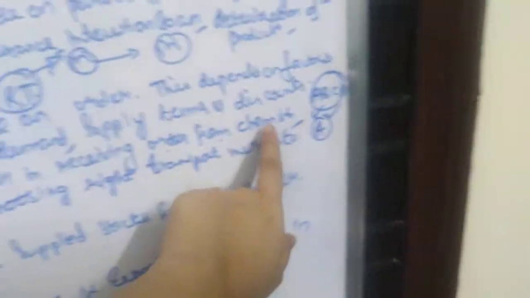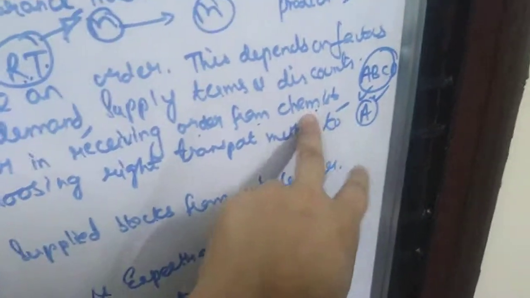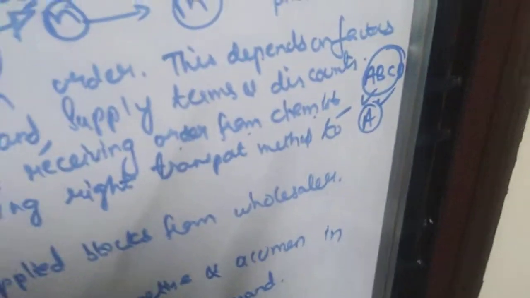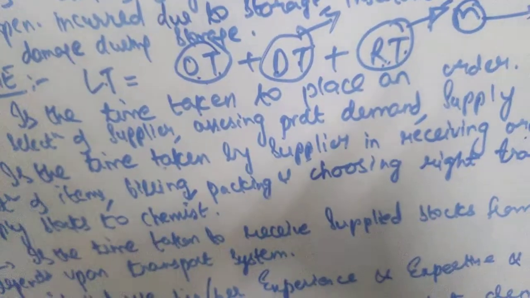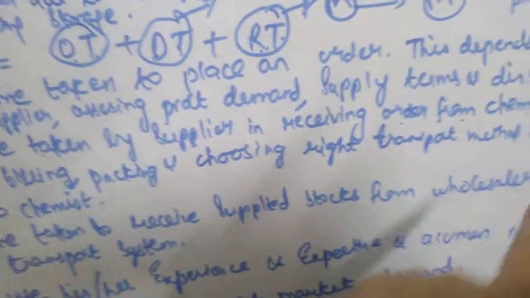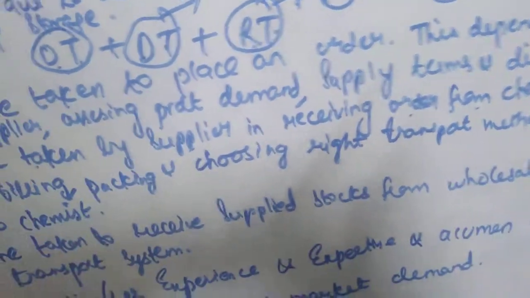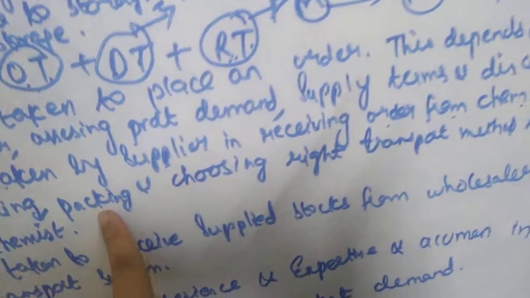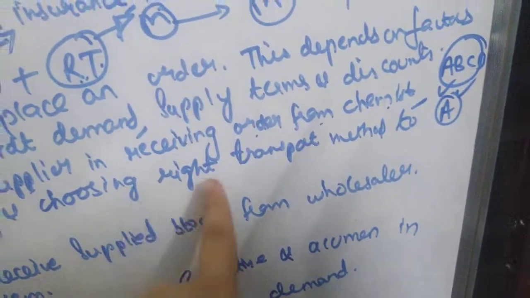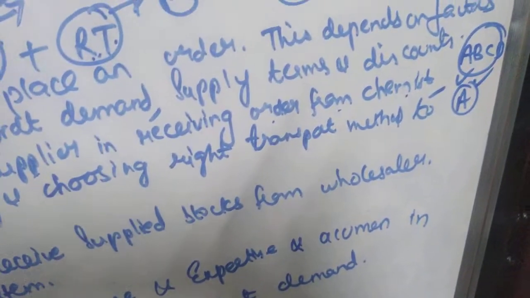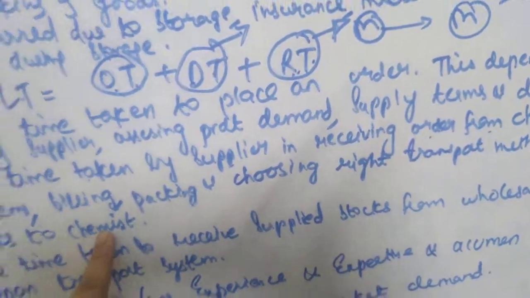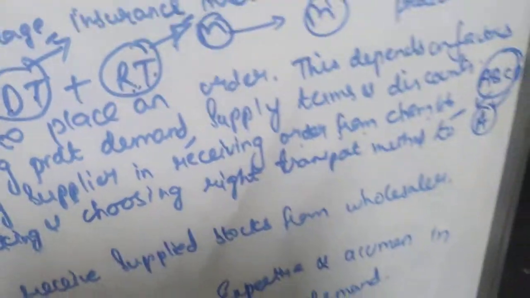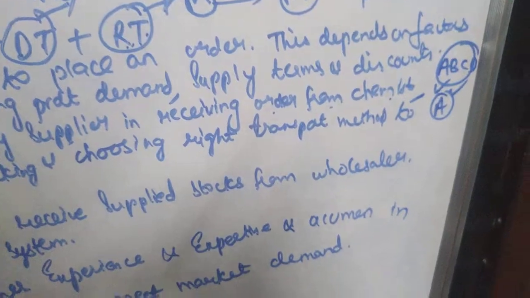For example, let us say this chemist is Vasu Pharma. Your supplier has to receive the order from this Vasu Pharma and then he has to separate the items which I have ordered. Suppose I am Moti Medical. So he has to receive from Vasu Pharma, separate the items, make a bill for Moti Medical, pack the items and then choose the right transport method to supply the stocks to me, that is, to the chemist, Moti Medical. So he should purchase from Vasu Pharma and supply it to me. That is the delivery time, right?